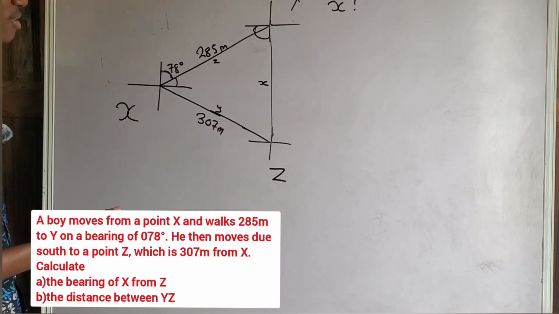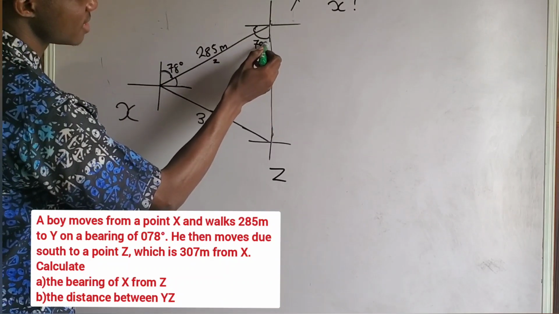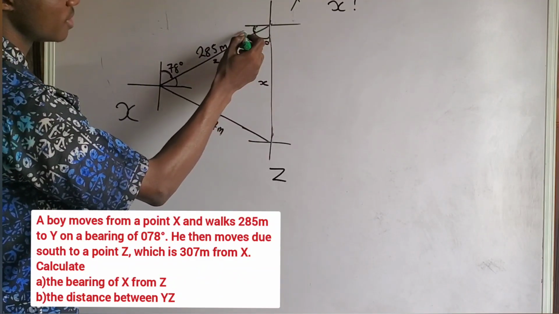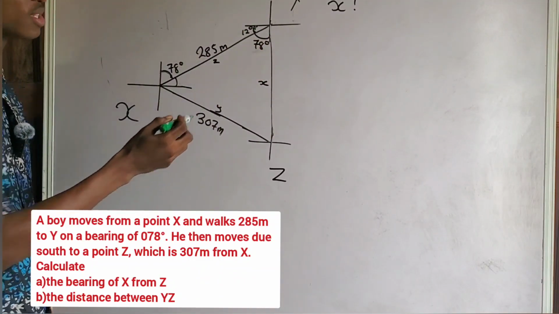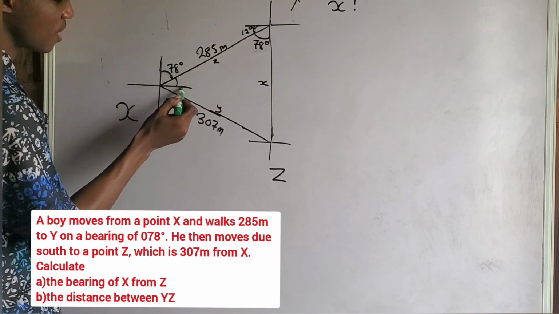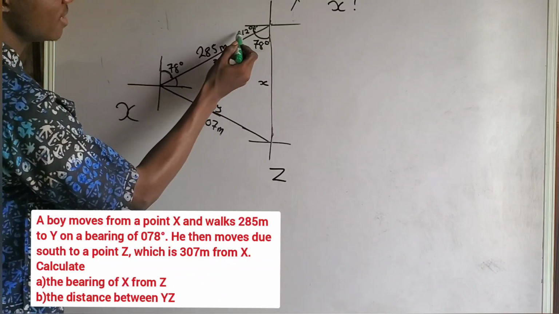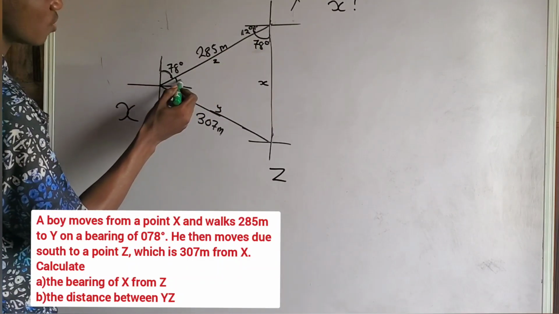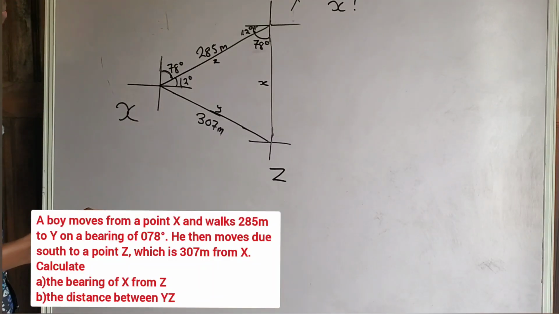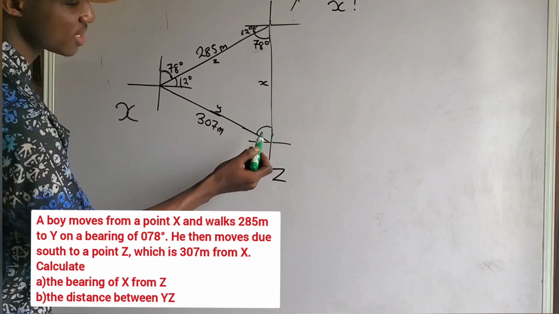Well, to do that, since this is 78 degrees, this angle will also be 78 degrees. And if this is 78 degrees, this will be 12 degrees, because the total angle from this point to this point is 90. So 90 minus 78 is 12. And this angle that you see here is alternate to this angle, so this angle is 12 degrees. Do you understand?